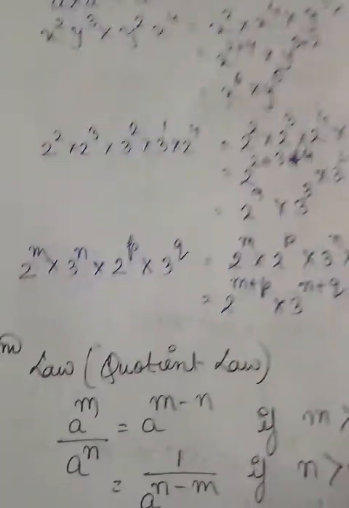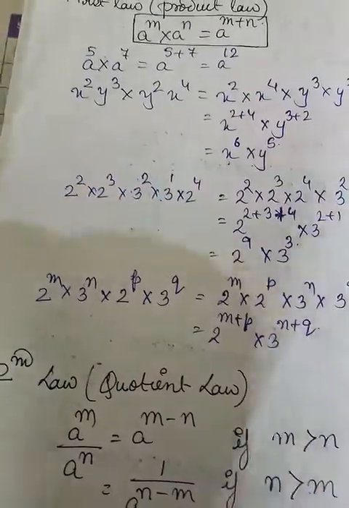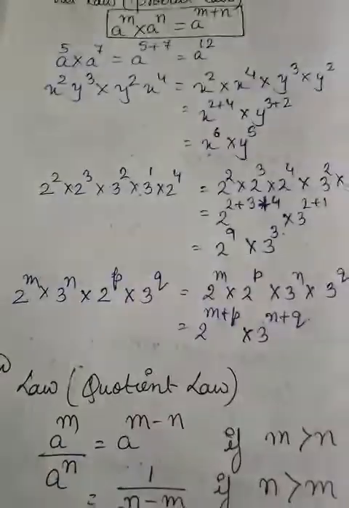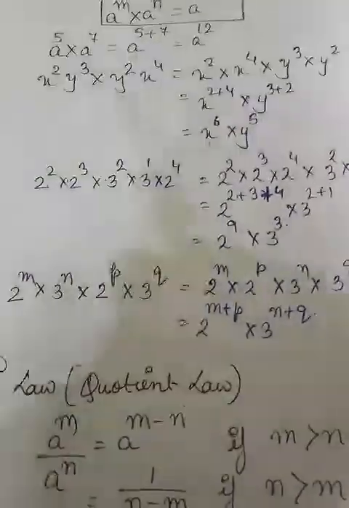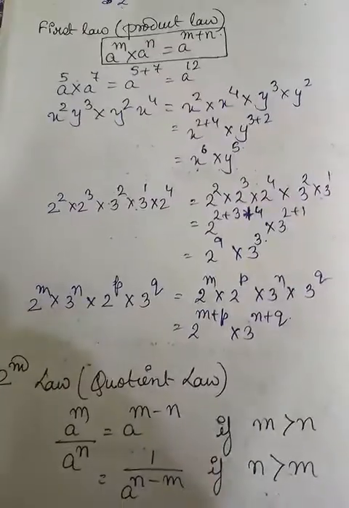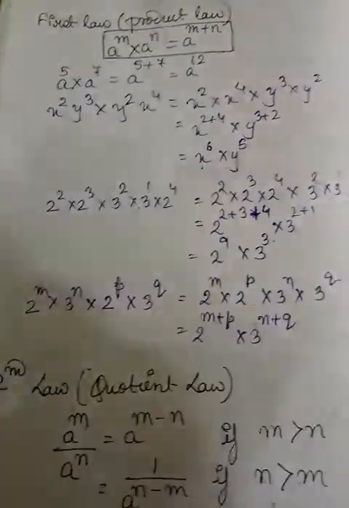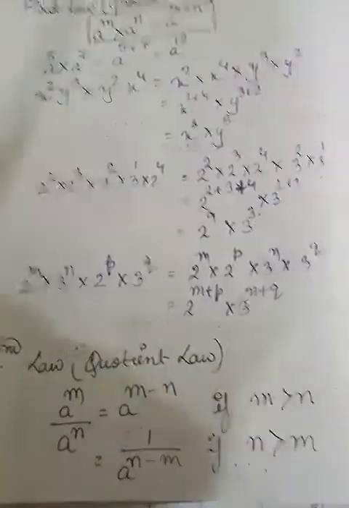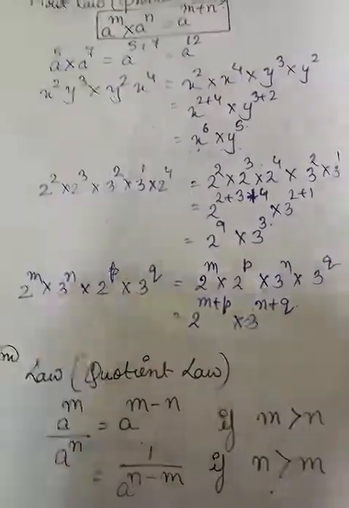Now, the second law. The second law states that when the two numbers are divided, again they have to have the same base. Remember, we are working on the same base. So, when the two numbers are divided and have the same base, then their indexes or their powers get subtracted.